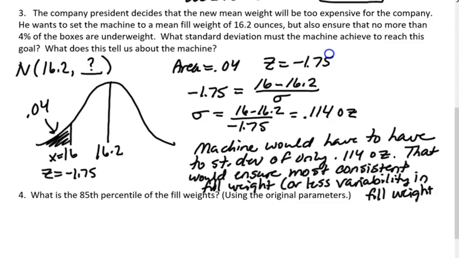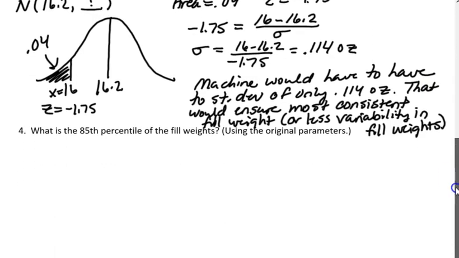Obviously that would be the ideal. Now whether you could calibrate the machine to have such a small standard deviation would remain to be seen, but that's obviously what the company would like to do, is to set the mean lower so they don't waste extra cereal, but also have a more consistent fill weight so they don't have as many underweight boxes.